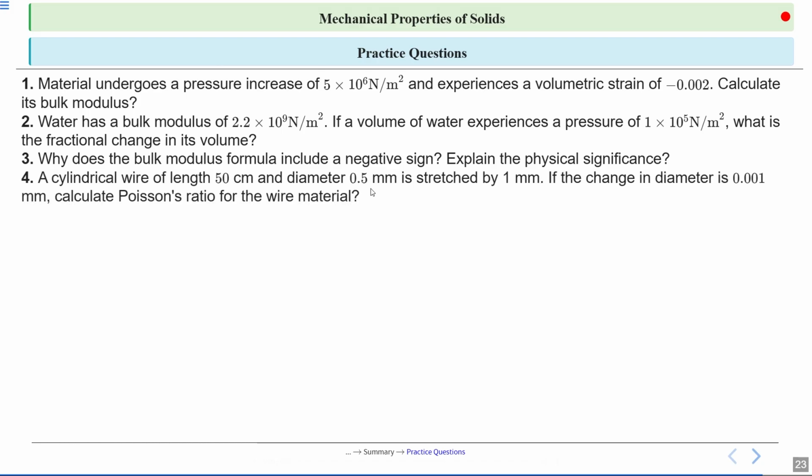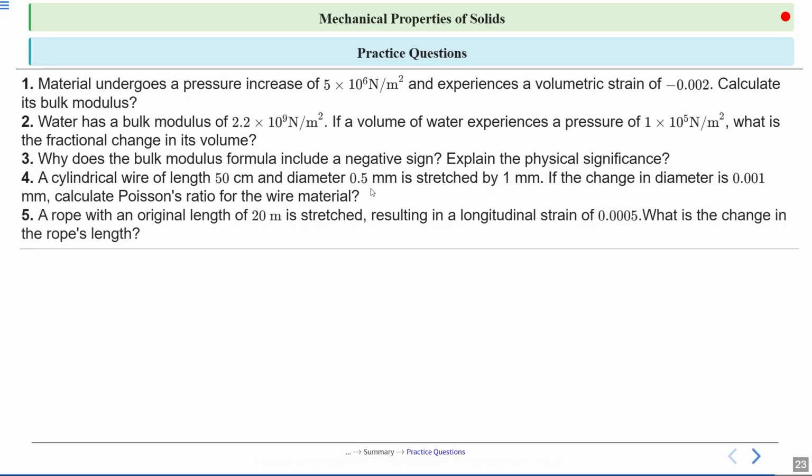A cylindrical wire of length 50 cm and diameter 0.5 mm is stretched by 1 mm. If the change in diameter is 0.001 mm, calculate Poisson's ratio for the wire material. And last, a rope of an original length of 20 meters is stretched, resulting in a longitudinal strain of 0.0005. What is the change in the rope's length? So these are the practice questions and these are homework for you.